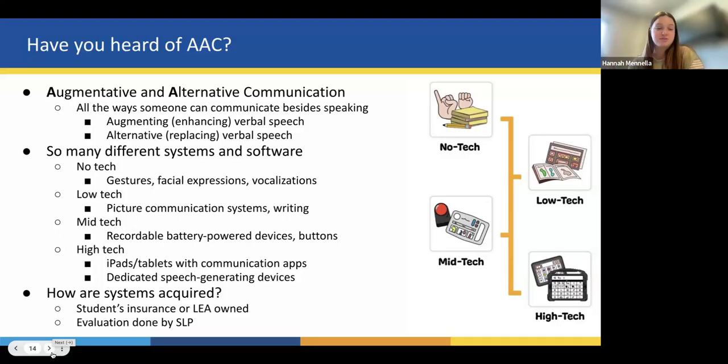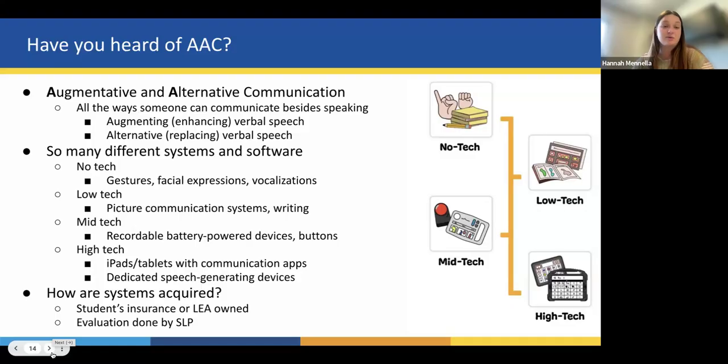We have low-tech systems, so that would be something where we need some sort of accessory, but it's not electricity, no batteries. Maybe we're doing pen and paper writing. Maybe we're using a picture communication system like a PECS book or a low-tech board with words and pictures on it. Some mid-tech options are becoming less common, but still are out there. They are usually battery powered, recordable. You can store a few messages on them, and then when you push a button or activate a part of a grid, it plays back that recording. Like I said, I'm seeing them less and less now as high tech becomes more common, but they're out there and you might see them.